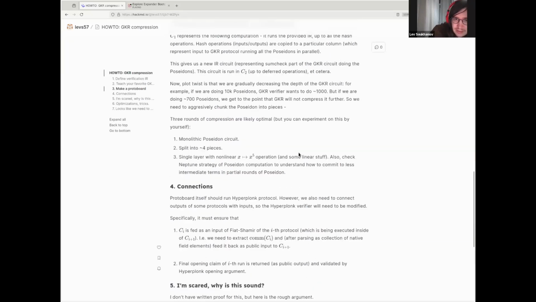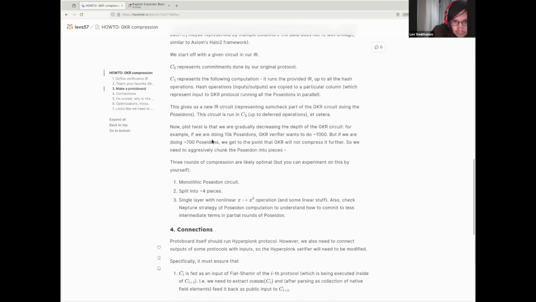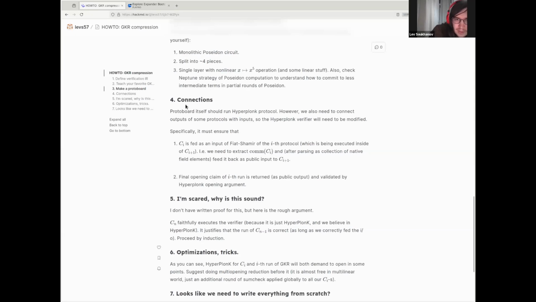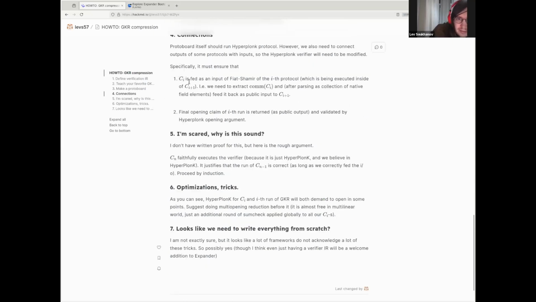So there is a bit of a difference compared to normal PLONK. The protoboard itself should run the HyperPlonk protocol, but it also needs to connect outputs of some protocols that it's actually running with inputs. So the HyperPlonk verifier needs to be modified a bit. Specifically, the CI is fed as an input, or at least some columns of it are fed as an input of Fiat-Shamir of the verifier protocol, which is being simulated inside of CI+1.